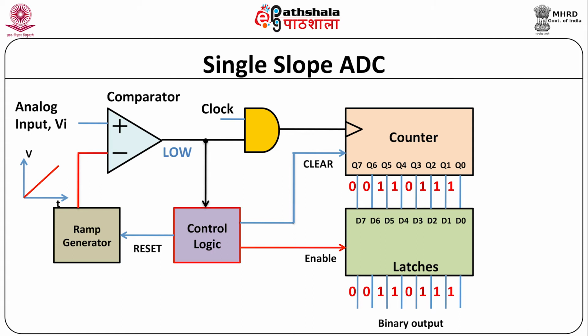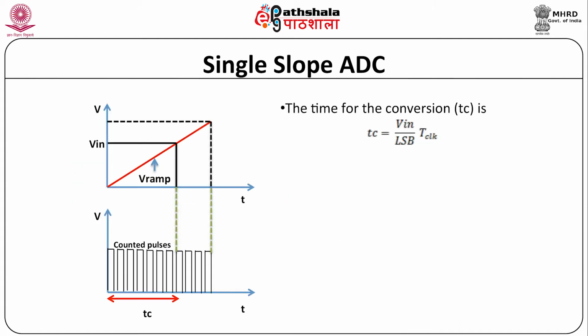The control logic now generates the enable signal to store the binary count into the latches. This completes the cycle of analog to digital conversion. The control logic once again starts the conversion process by resetting the ramp generator to 0 volt and clearing the counter. In the overall conversion, it is necessary to keep track of the time.